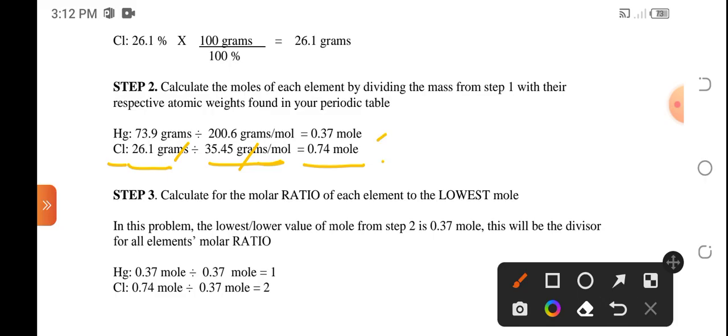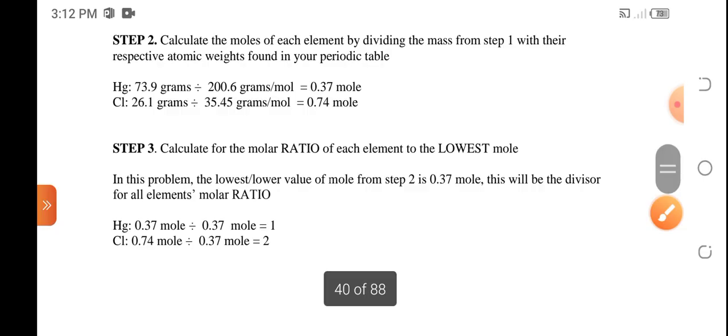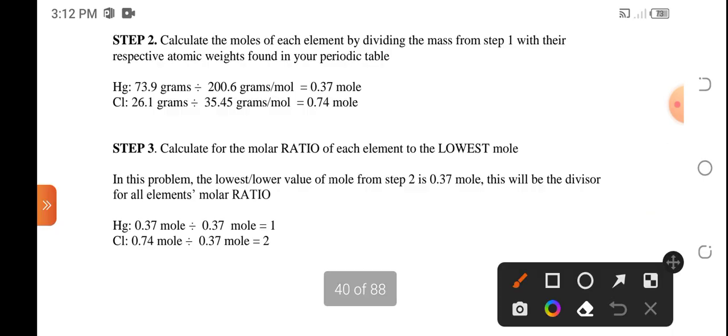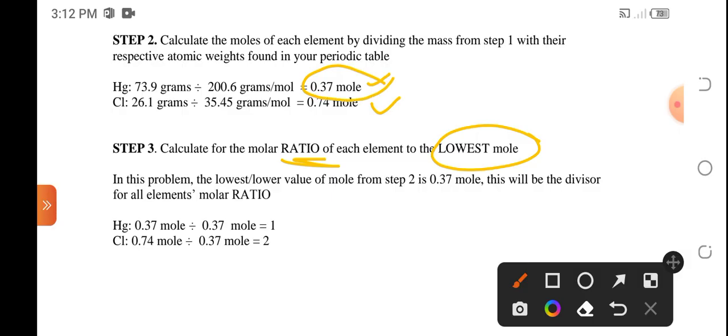Okay, now that you have the mole, next step is step number 3. You have to compute for the ratio wherein the denominator or the divisor will be the lowest mole. So, balik tayo sa step number 2. Meron tayong dalawang value ng mole. Hanapin natin yung pinakamaliit and value is 0.37. So, itong lowest value na to or lower value na to, ito ang magiging divisor natin. So, that would be the divisor since the value is smaller than the other one.